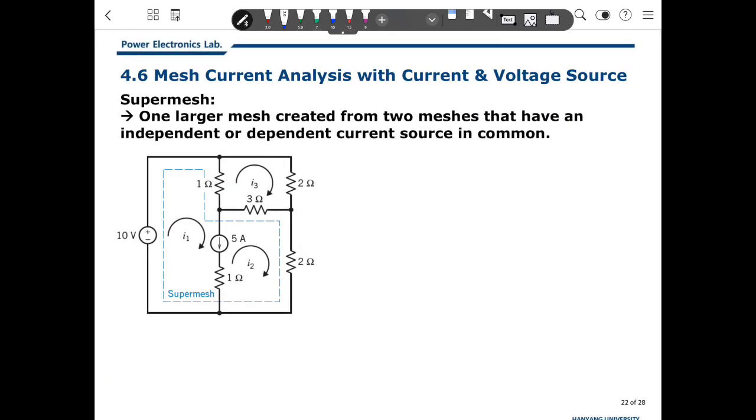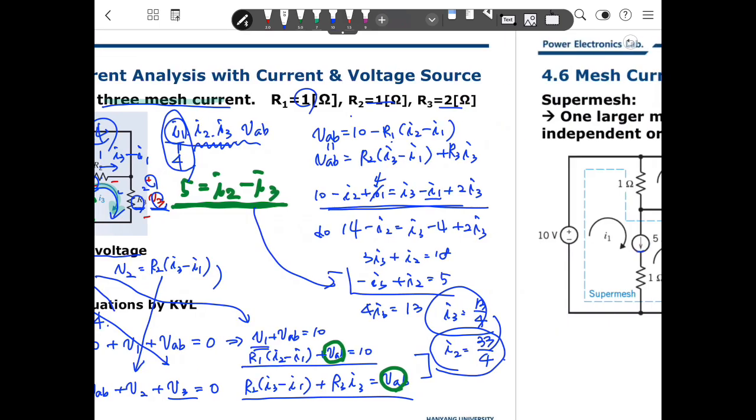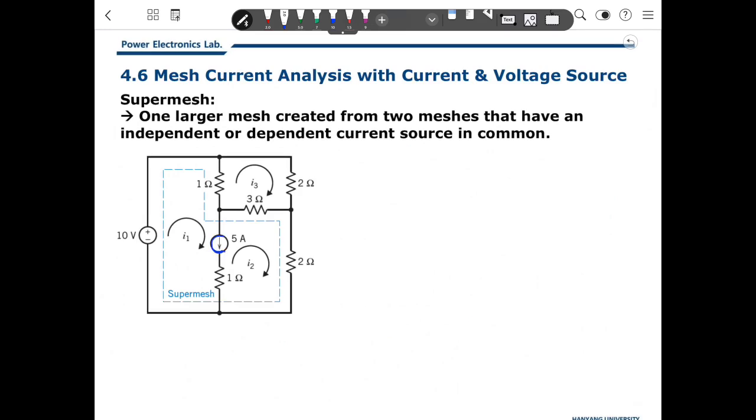But in the case where the current source is between two meshes here, in this case, the current source is connected to here, where that is connected. That current source belongs to only one mesh. Then it will be a simple problem. But in this case, the current source belongs to two meshes, this mesh and this mesh, and that is connected by another element like here. Then it's more complicated. Then we can use the super mesh here.